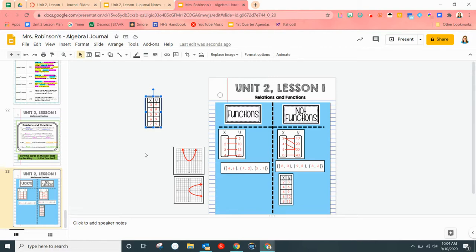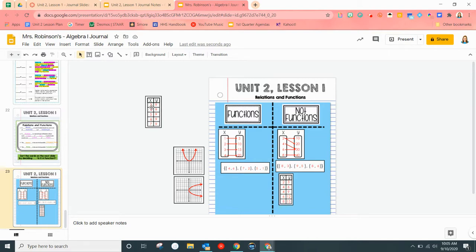In y, our output, we only have a single output of 9. Anything we input, we're going to get an output of 9. So the y value 9 has got a lot of x's that it's paired with. But you know what? That's okay. It's still a function. So it's your x's that can't be cheating. So x values can only be paired with one y value.